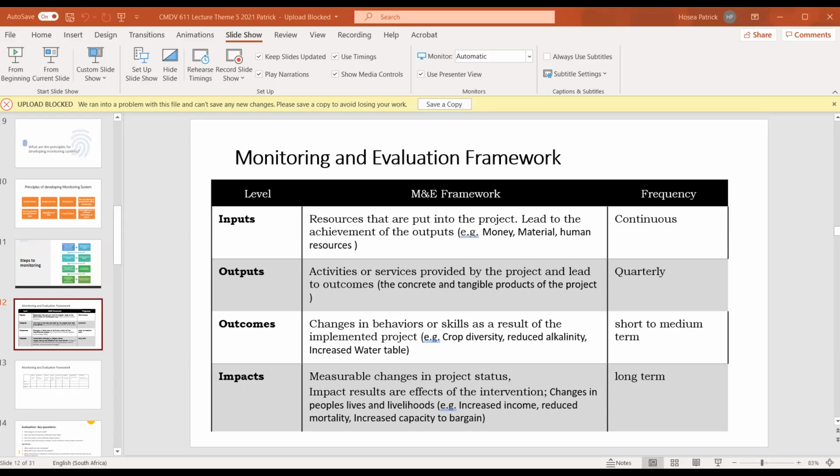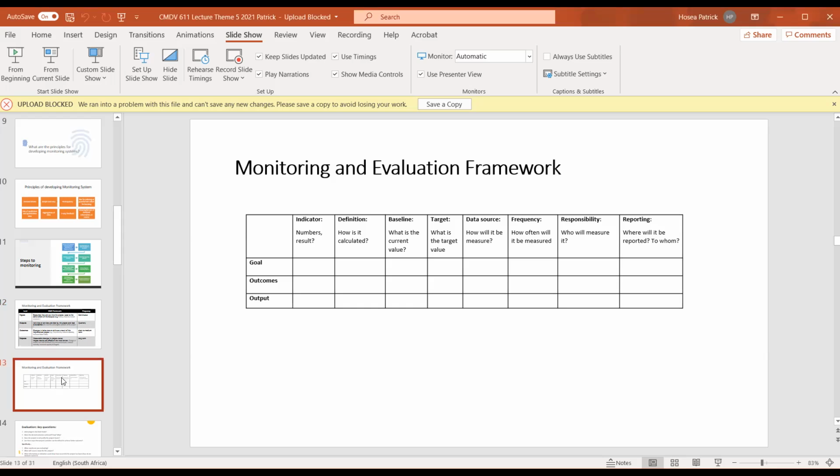And when it comes to impact, it is always a long-term assessment. You want to look at what long-term change has transpired as a result of your project, right? Outcomes are always a short-term or medium-term change. The impact is always a long-term change. So basically, that's that on the framework, right?